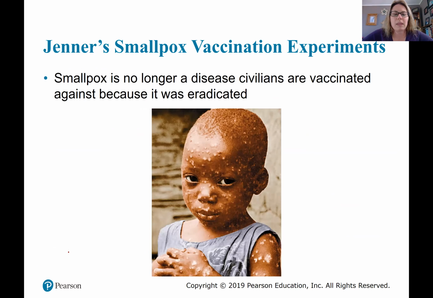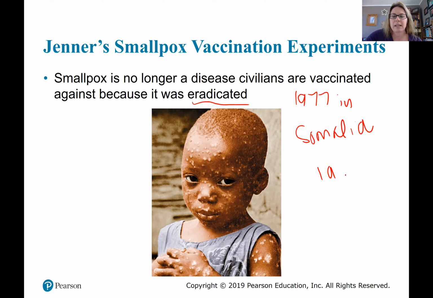So Edward Jenner protected the boy against smallpox using the cowpox vaccination. But we don't see smallpox anymore because it has been eradicated. And in 1977 in Somalia, that was the last known case of smallpox on Earth.